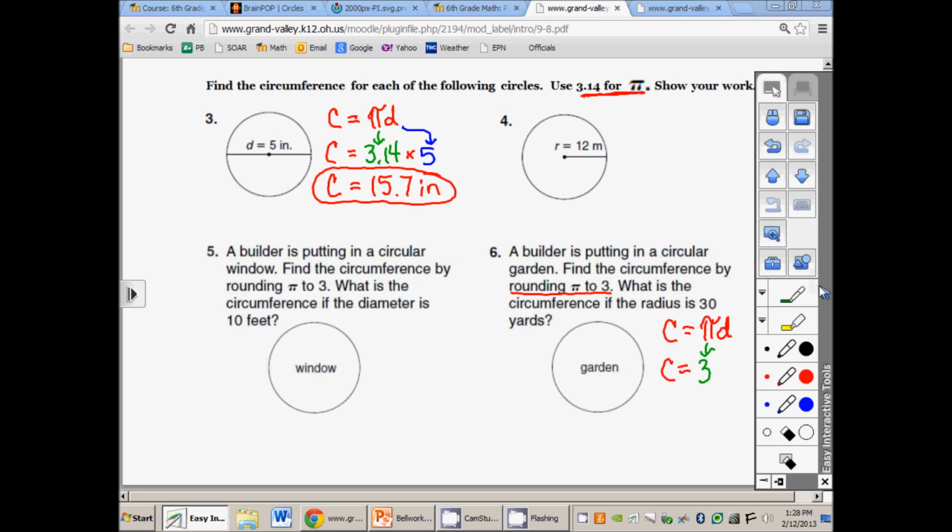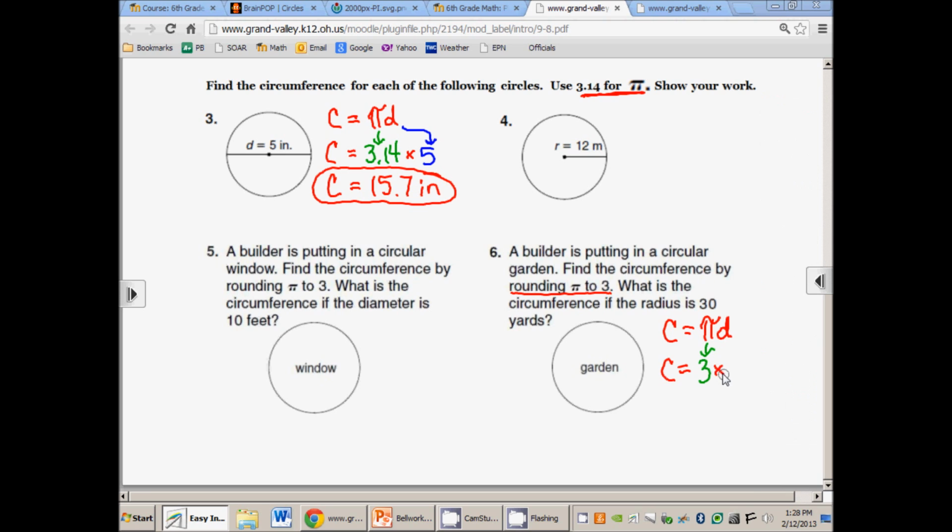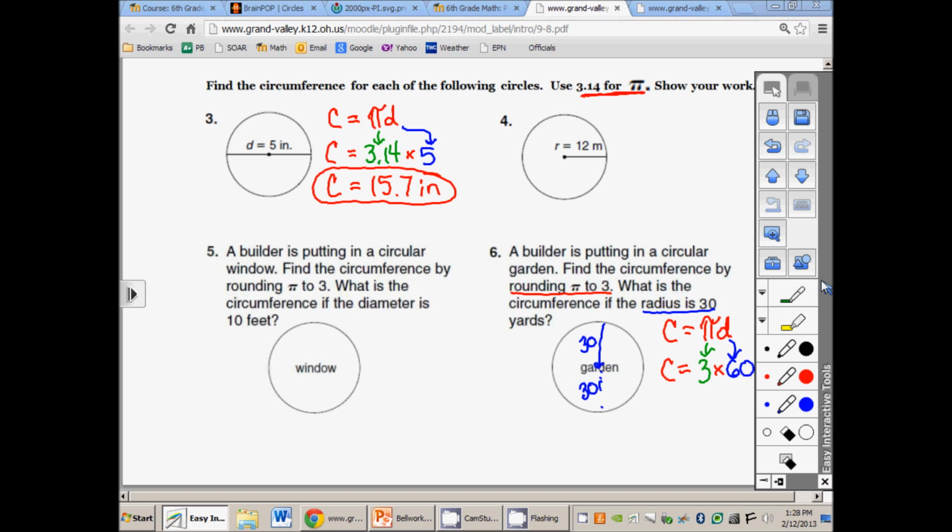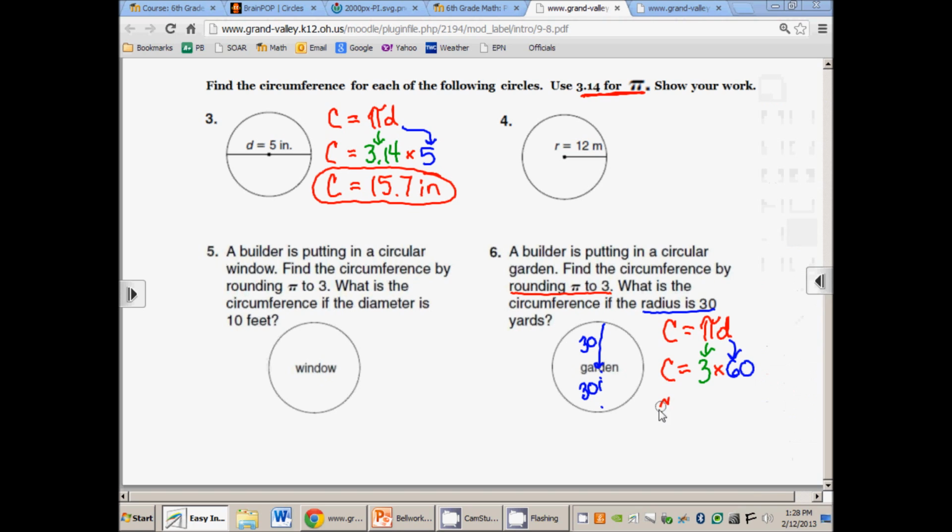Now, I remember reading that question. I don't remember them telling me about the diameter. What did they tell us about? Freeman? It says the radius is 30. And Freeman, if the radius is 30, then what's our diameter? Then it's another 30. Very good. It would be 60. So we are sort of estimating here. We're rounding pi to 3, making it a little bit quicker and easier to solve.